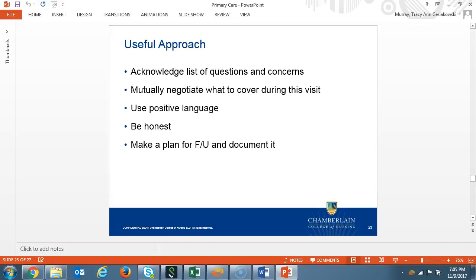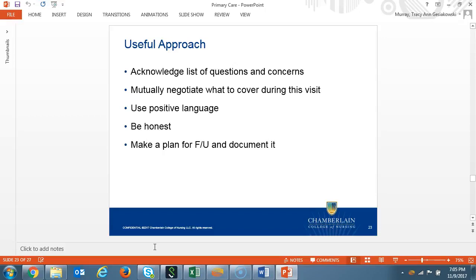Acknowledge the patient's list of questions and concerns. It's important to acknowledge that the patient took the time to prepare for the visit in compiling a list. This can be done simply by stating, "I see you have a list of concerns or questions. Let's look at it together."